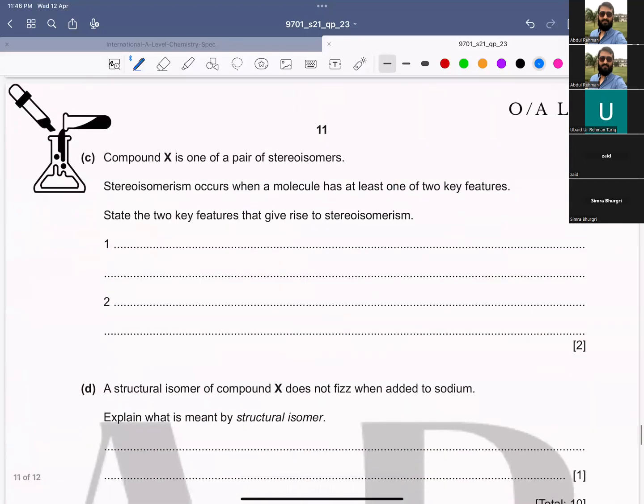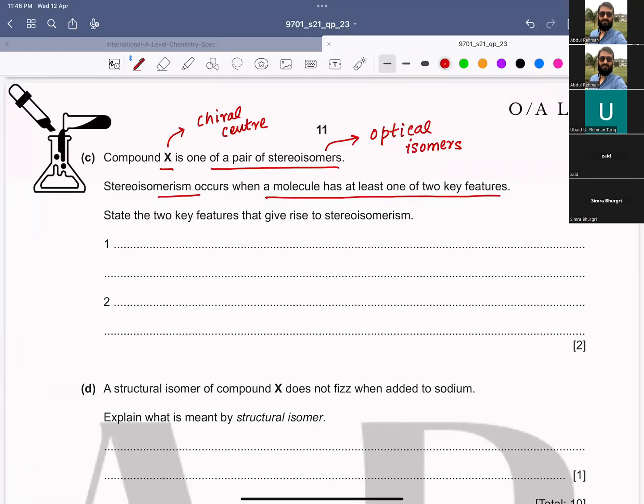Okay. Now look at the C part. Compound X is one of a pair of stereoisomers. And as we have seen that it has a chiral center, there are two types of stereoisomer. One is geometrical and the other one is optical. So as it has a chiral center, the stereoisomer that X can exhibit would be optical isomers.